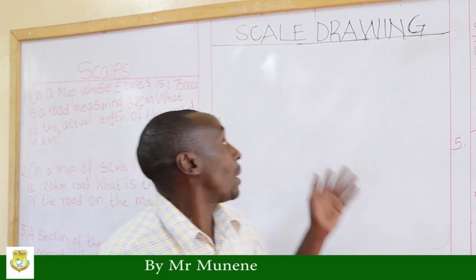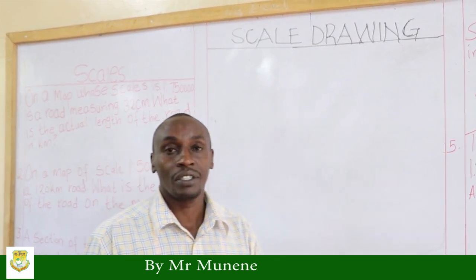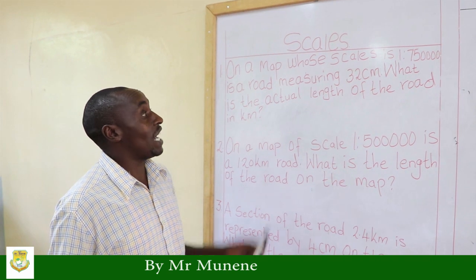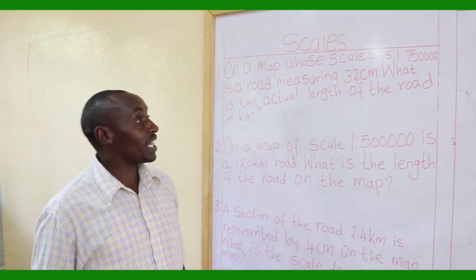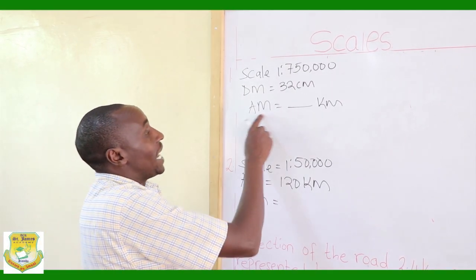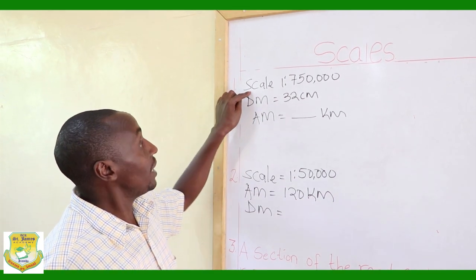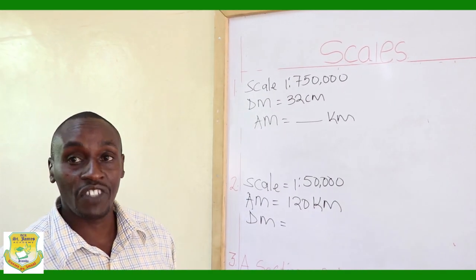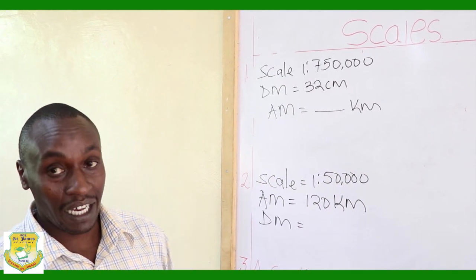Today we are going to cover the topic of scale drawing. We have some questions that I have written on the board so that we can solve them together. The first question asks us to calculate the actual measurement. Here we are given the scale 1 is to 750,000 and the drawing measurement is 32 centimeters.